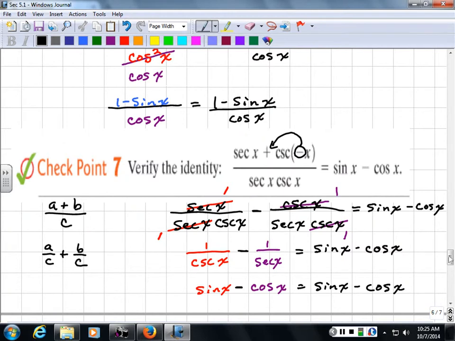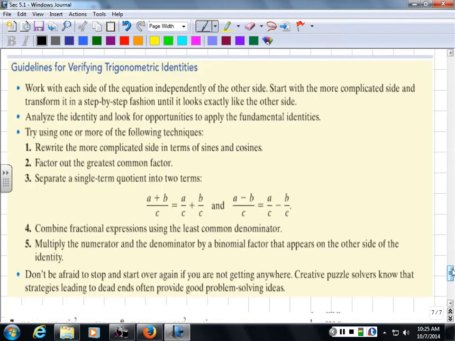And there's going to be some other identities that we're going to introduce in the next couple of sections that are going to expand how many fundamental identities we have. You want to try using one or more of the following techniques. You want to rewrite the more complicated side in sines and cosines, which is what you and Tate were trying to do, and there's nothing wrong with that. You want to factor out the greatest common factor. If you can get rid of the GCF, you're in good shape.